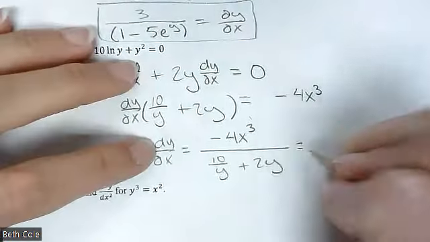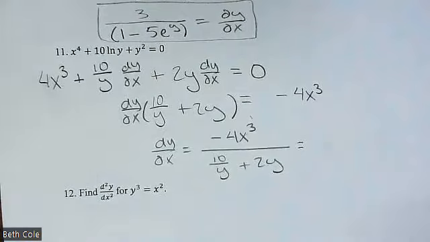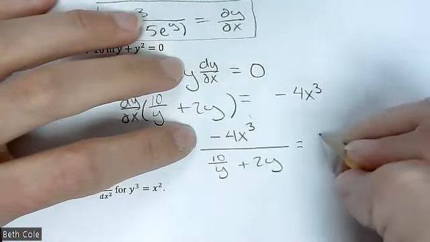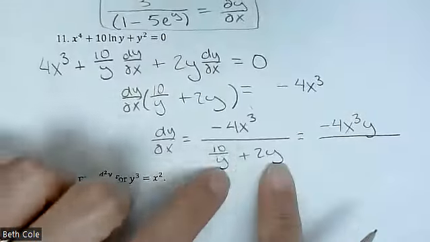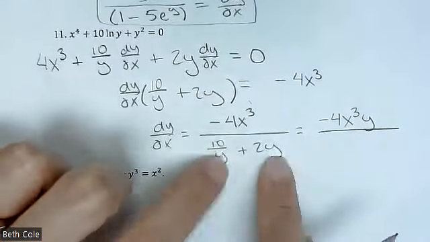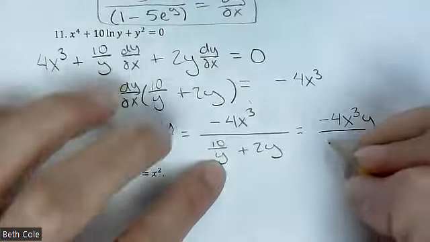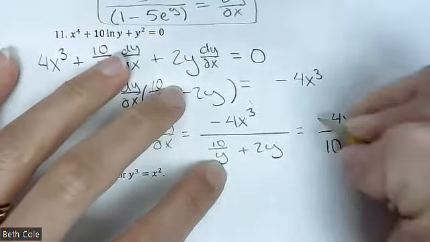Let me just show it to you for the sake of being thorough, because we don't have a lot going on today. So that would give you negative 4x cubed y. And then what would this turn into down here, if you multiply them both by y? Okay, good. Your algebra skills are very good.